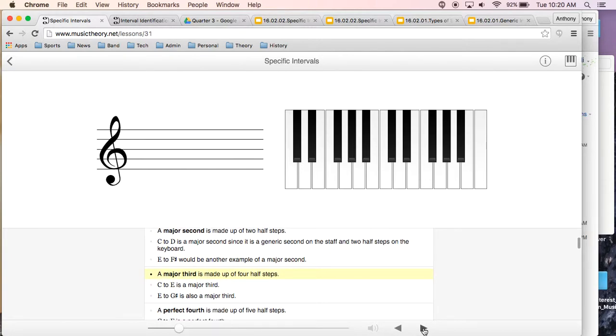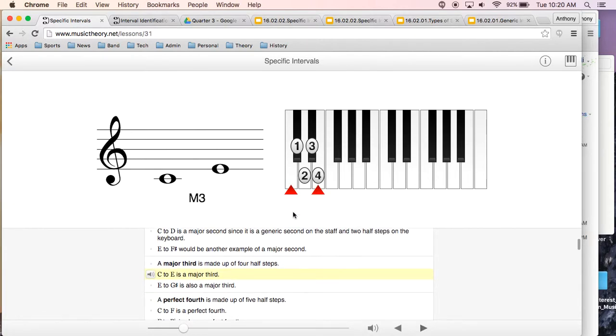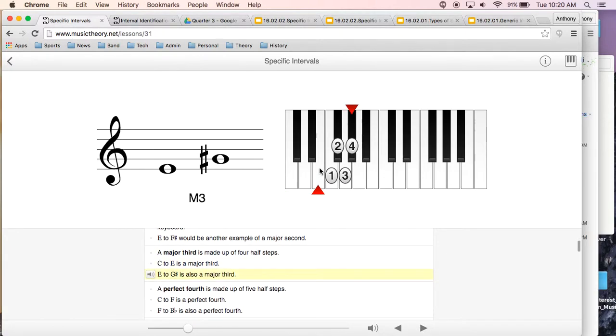Let's look at a major third. How many half steps is it to get to a major third above a note? It is 4 half steps. So we count 1, 2, 3, 4. There's your 4 half steps. From C to E is a major third. So another example, if I said what is a major third above E, we'd go up 1, 2, 3, 4 half steps. E to G sharp. That's a major third. And that's what it looks like on the staff.